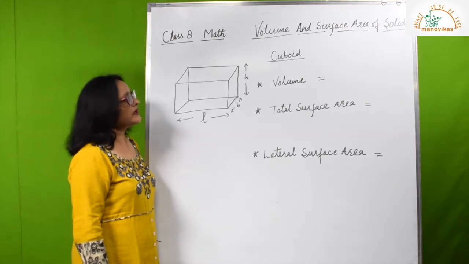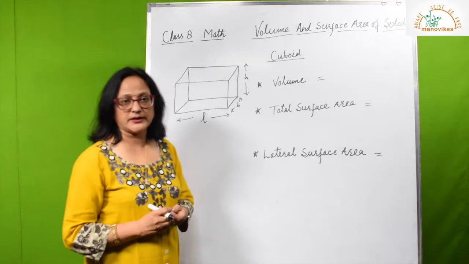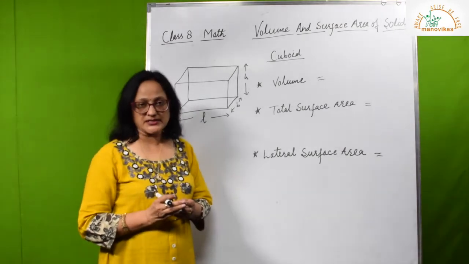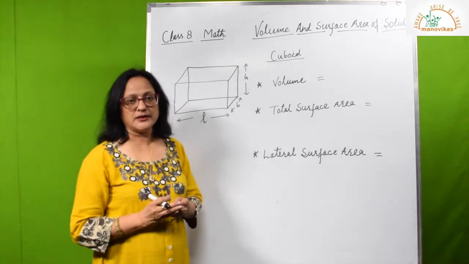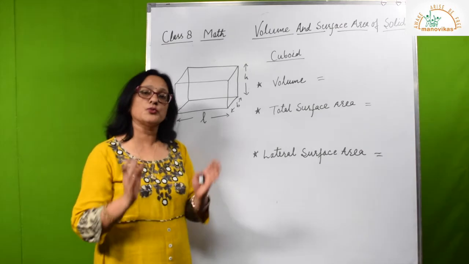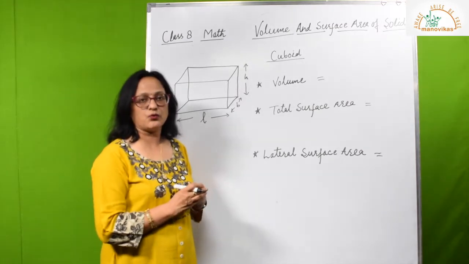Now the first one is volume. What is the volume of a solid? In scientific language, as you must have done in physics also, volume is the space occupied by a solid. That space is called its volume.